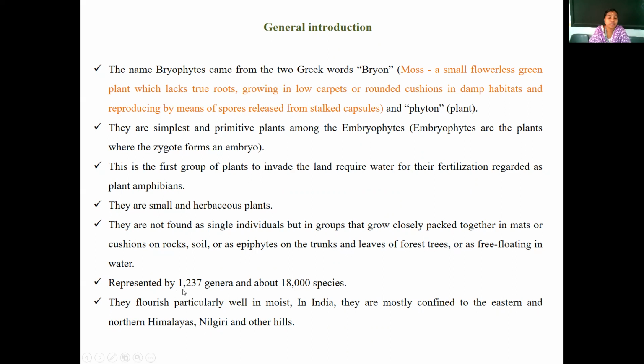Bryophytes are represented by 1237 genera. Under these genera, 18,000 species have been reported. They flourish particularly well in moist places, especially in India. They are mostly confined to the eastern and northern Himalayan region, and are also reported in the Nilgiri and other hills.